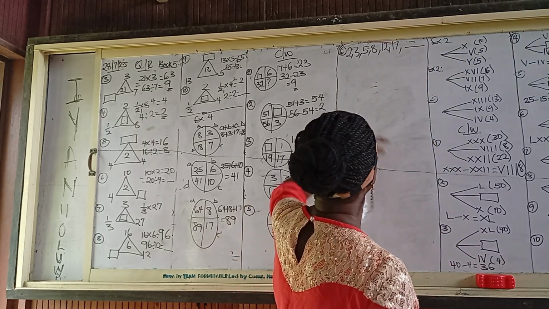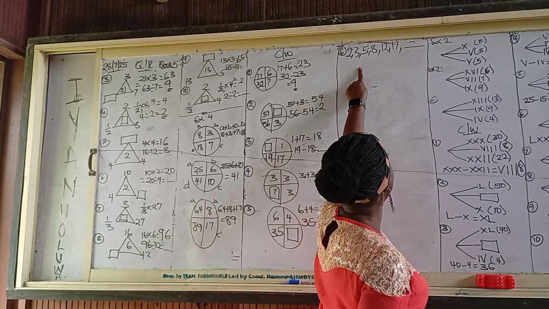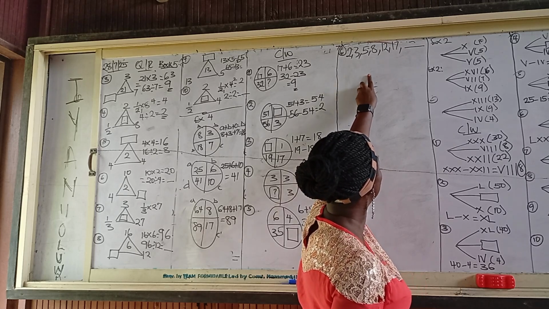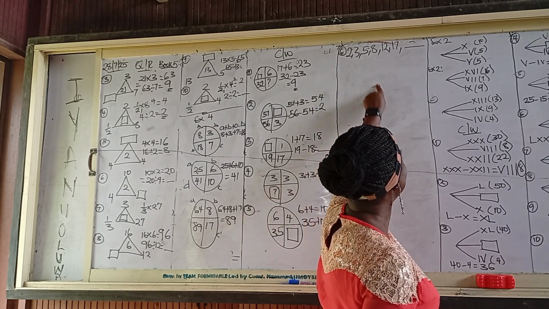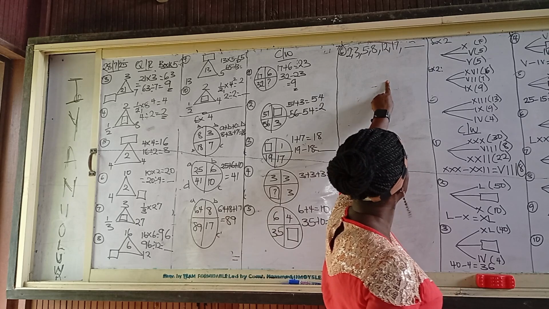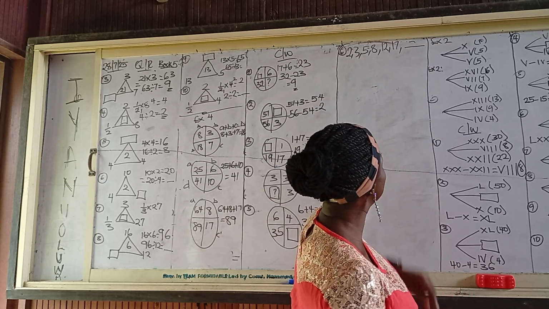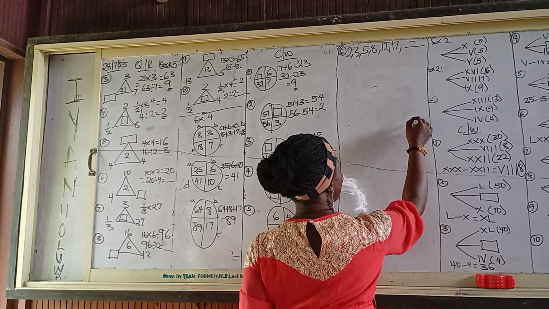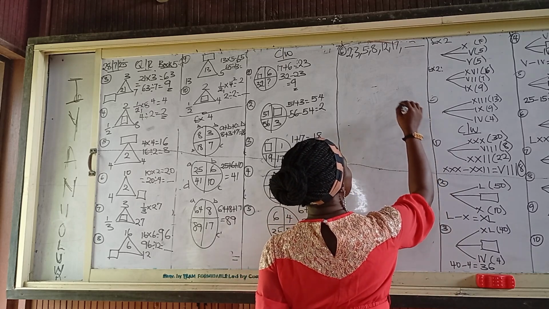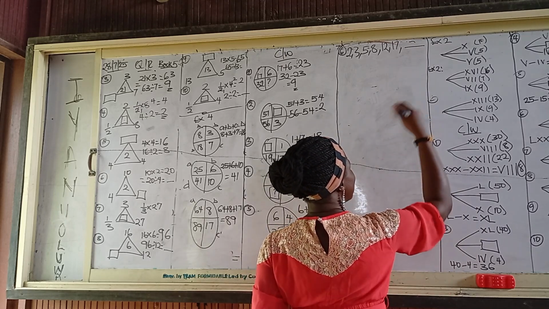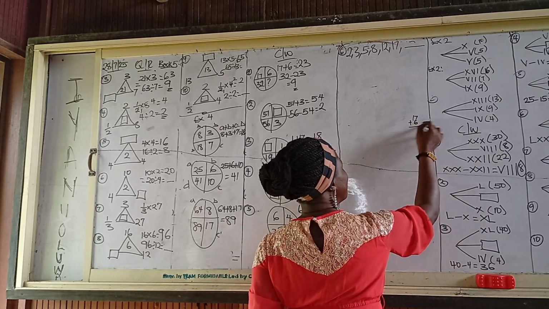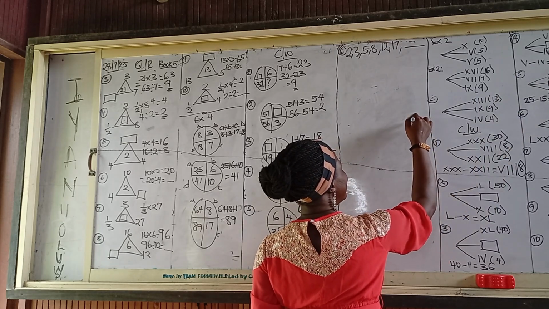If you look at the series, 2 and 3, that is 1. 3 and 5, that is 2. 5 and 8, that is 3. 8 and 12, that is 4. 12 and 17, that is 5. So definitely it's going to be 17 plus 6 because it's progressing. 17 plus 6, that is 13.